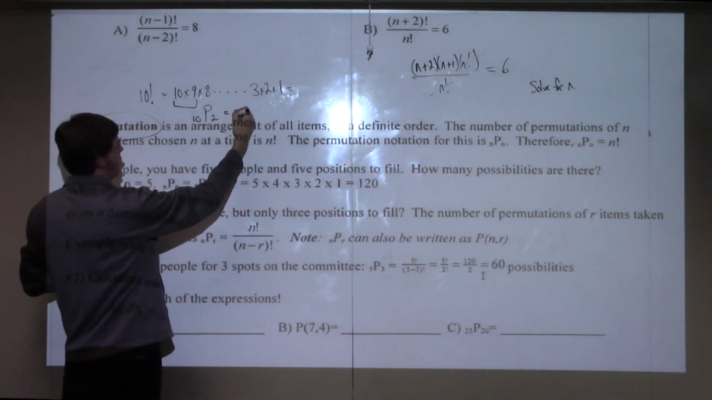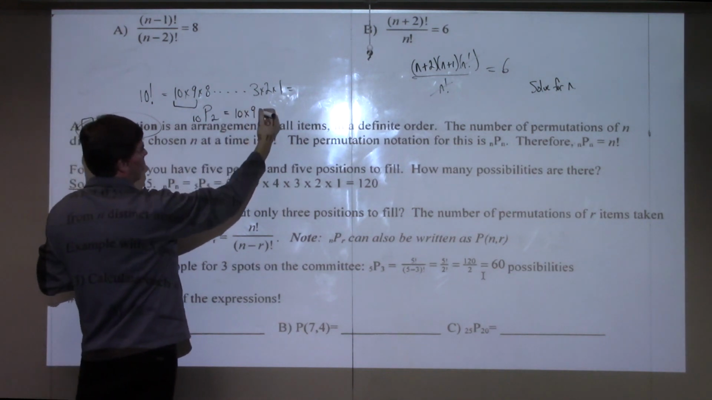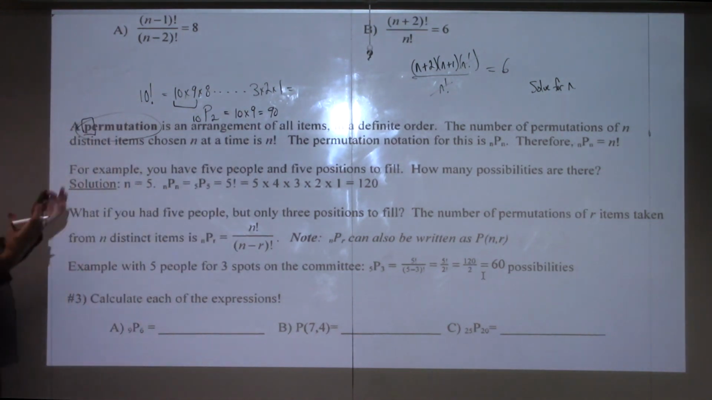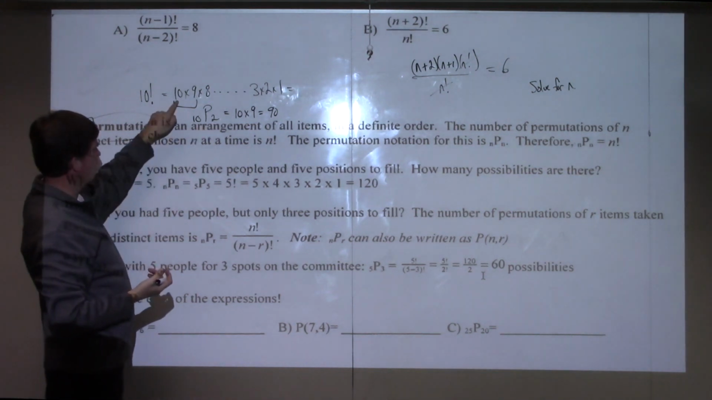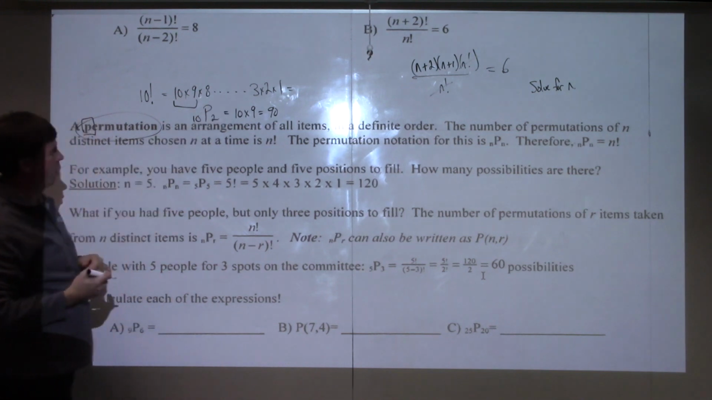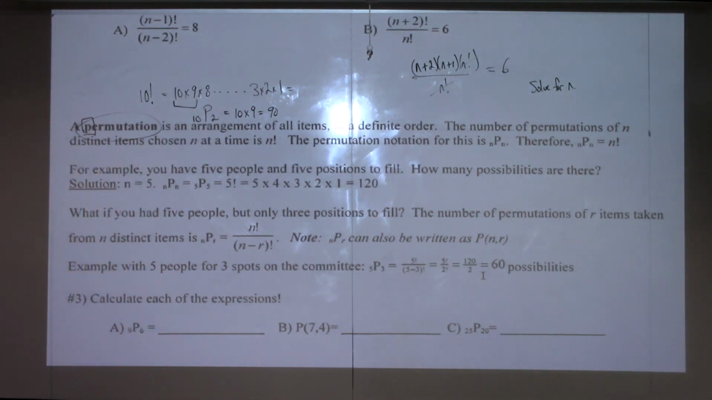And in that case, it would be 10 times 9, which means there are 90 ways I could go and pick 2 people. If I wanted to do 5, it would just be 10 times 9 times 8 times 7 times 6, because that's the 5th position and the options that we have.